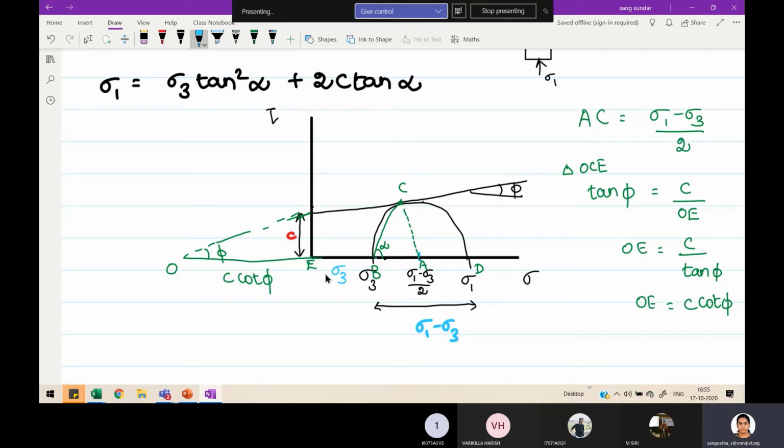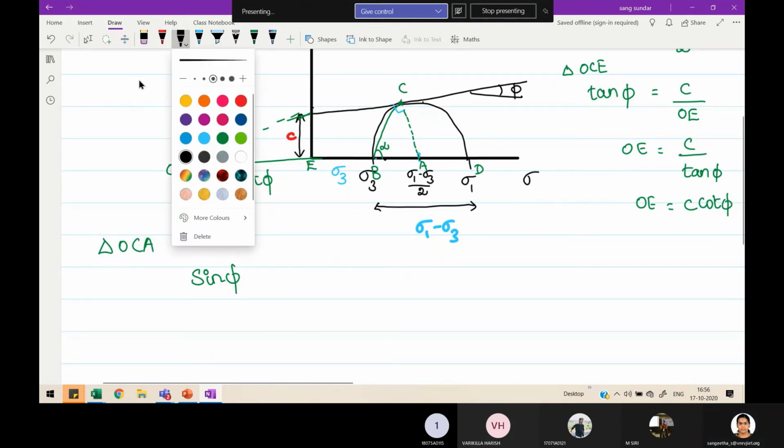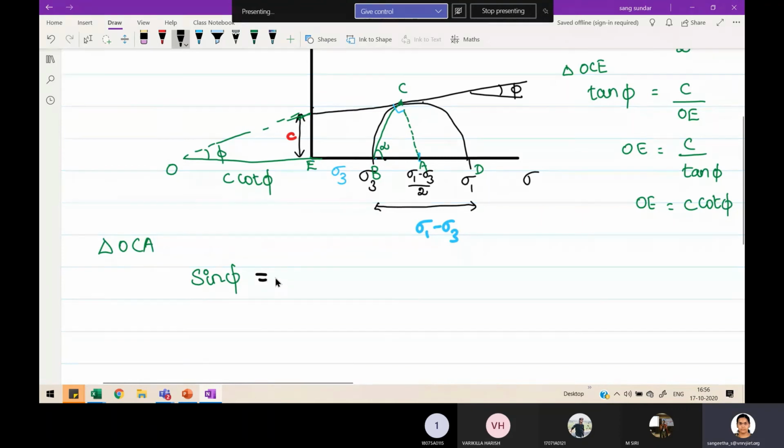Okay. So now take the larger triangle over here, and this is also a right triangle. So consider the triangle OCA. In the triangle OCA, let me take what sin phi is. So what is sin phi equal to? What is sin phi equal to?